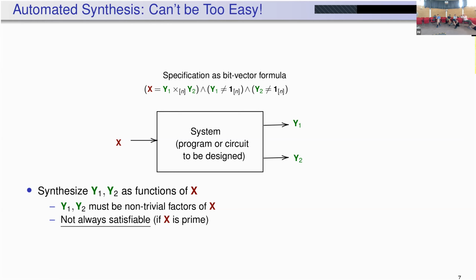And the other interesting thing about the specification is that it is not always satisfiable, right? For example, if x is prime, you can't find two factors, none of which are 1, such that the product is the prime number. Yet it is an interesting specification. I mean, if you could find a system which could do such things, that would be immensely useful. And of course, an efficient solution would break systems. So we know that this is not going to be an easy task.